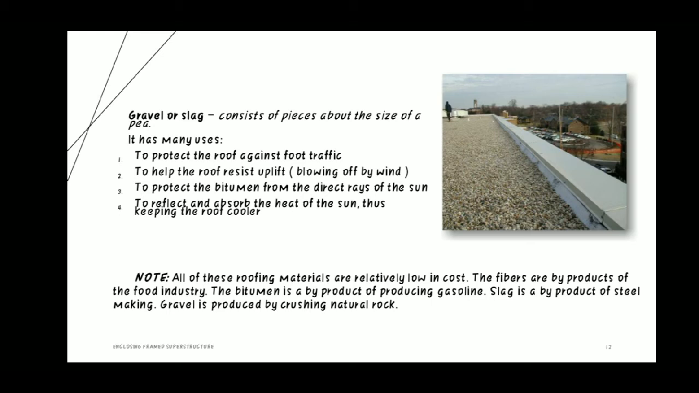Commercially and economically, all these roofing materials are relatively low in cost. The fibers are the products of the food industry. The bitumen is a by-product of producing gasoline. Slag is a product of steel making. Gravel is produced by crushing natural rock.